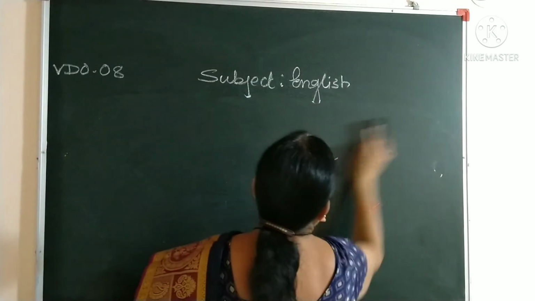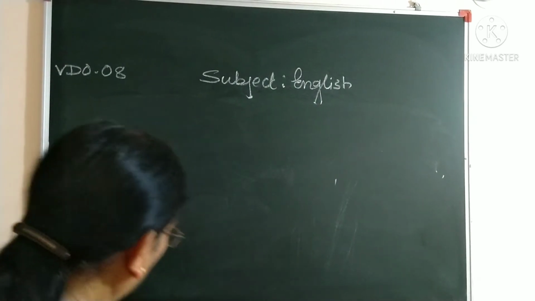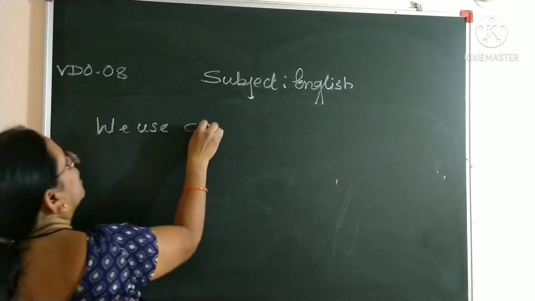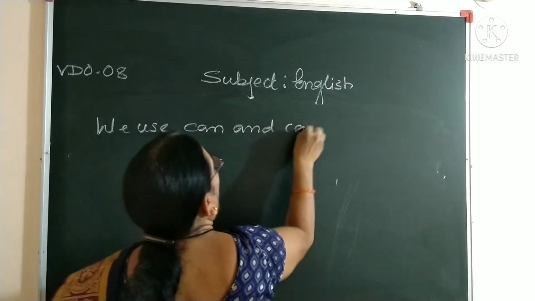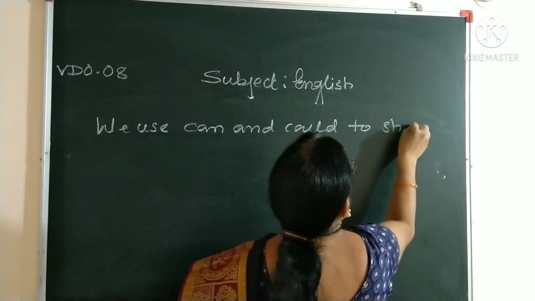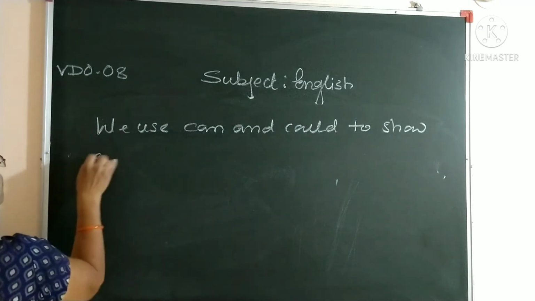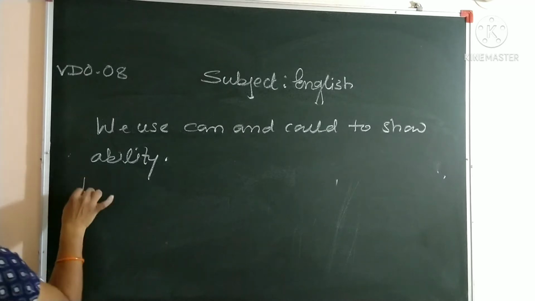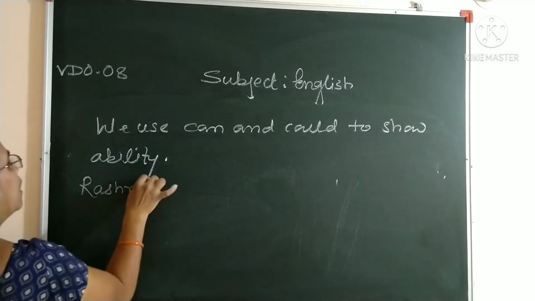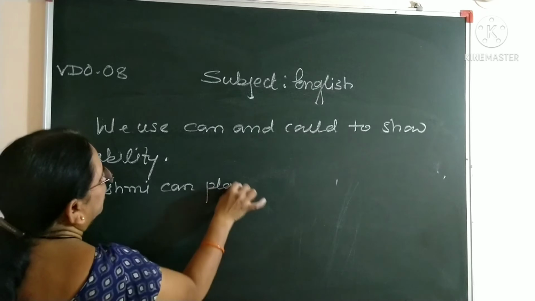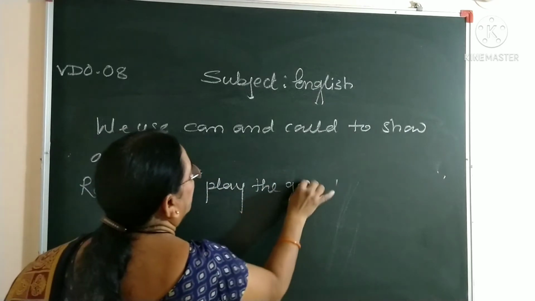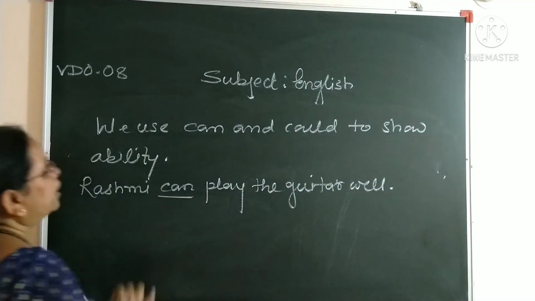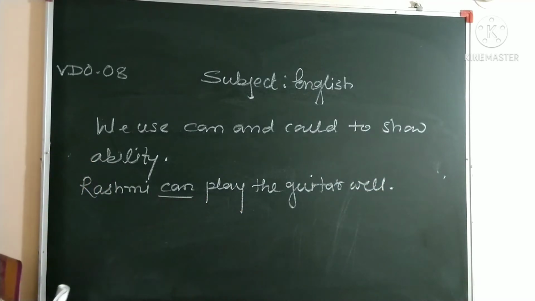Now, we use can and could to show ability. Examples: Rashmi can play the guitar well. In this sentence, can shows the ability of Rashmi to play the guitar.